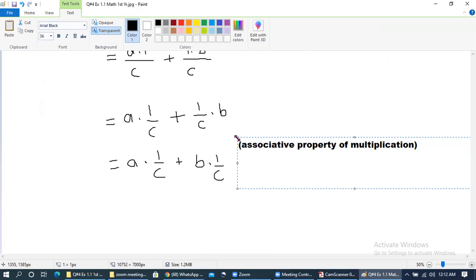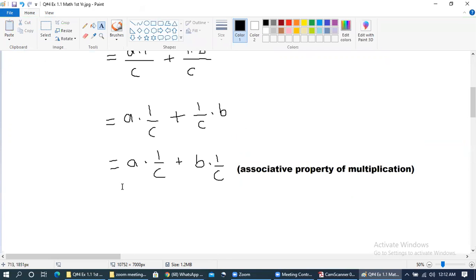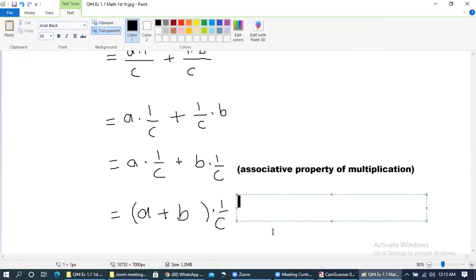Now you can see that 1/c and 1/c are common. Common means distributive property, and since 1/c is located on the right side, this will be the right distributive property. So you have to take 1/c as common, and the remaining things inside will be a + b. And what property have you used? You have used the distributive property, the right distributive property.